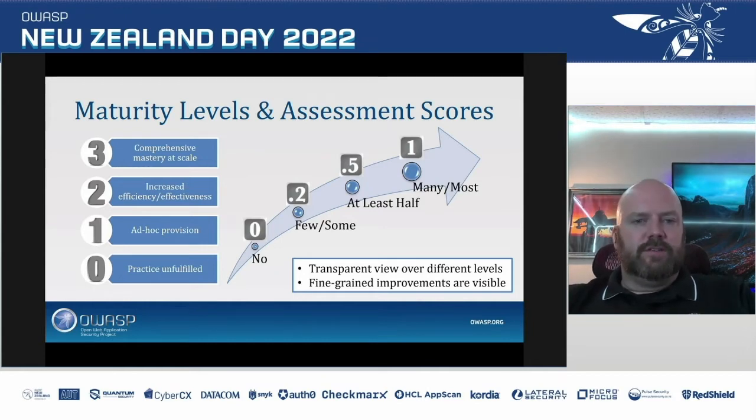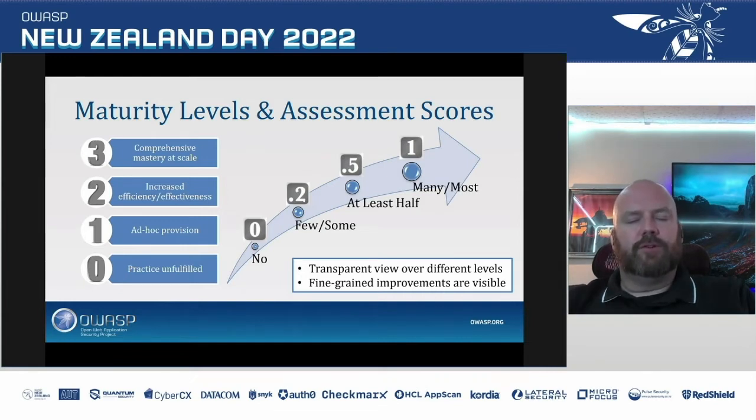So we had to change that. In 1.5, we went to a scale where you can have 4 different answers and it will give you different incrementing scores. If you answered a question and said no, then you would have a 0. Few or some would net you a 0.2, at least half is 0.5, and many or most is 1. And it's not quite a straight linear scale because, as you know if you've dealt with this, it's easier to get started with a few.